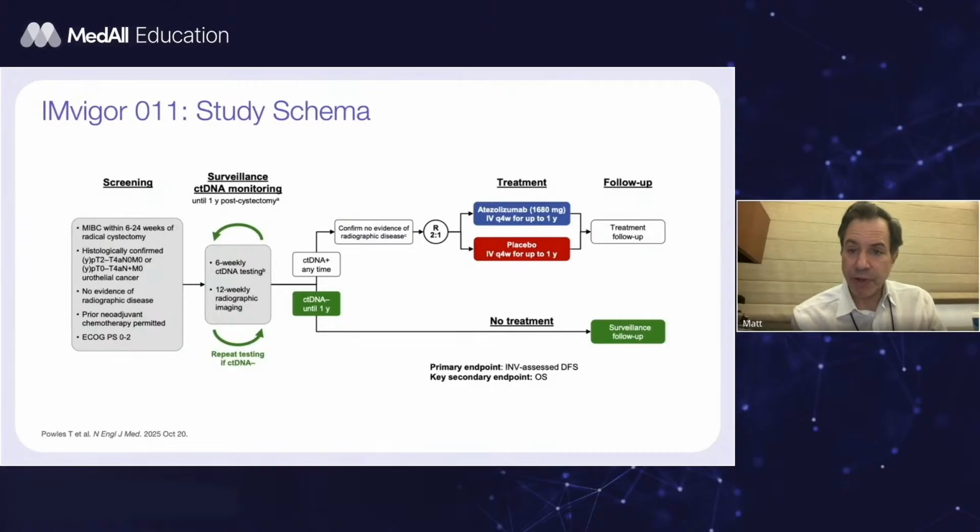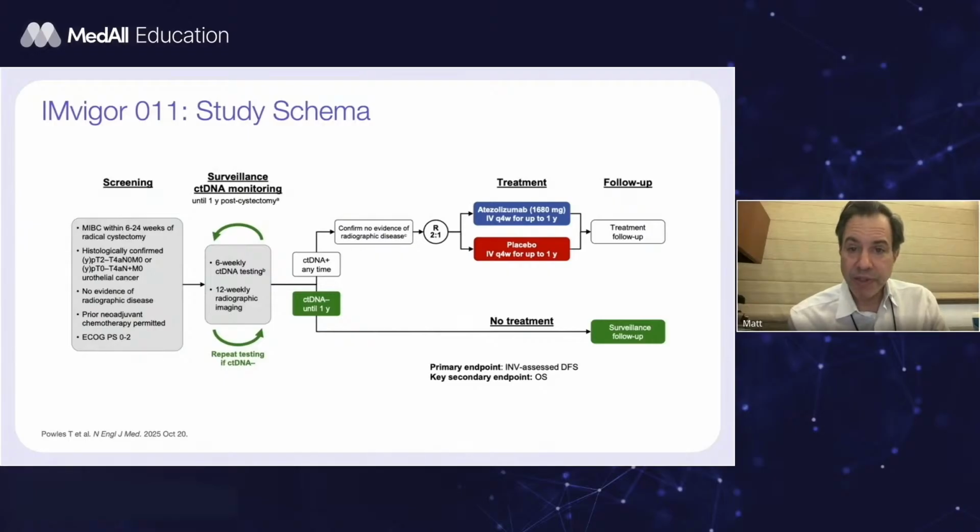The study enrolled a very similar patient population, patients with high-risk muscle-invasive urothelial cancer after cystectomy, and high risk was defined by the pathological criteria outlined on this slide. But after surgery on this study, patients underwent ctDNA testing using the Signatera assay. And if they had detectable ctDNA immediately after surgery, then they were randomized to receive atezolizumab, the PD-L1 inhibitor, or placebo, and atezolizumab was given for a year.